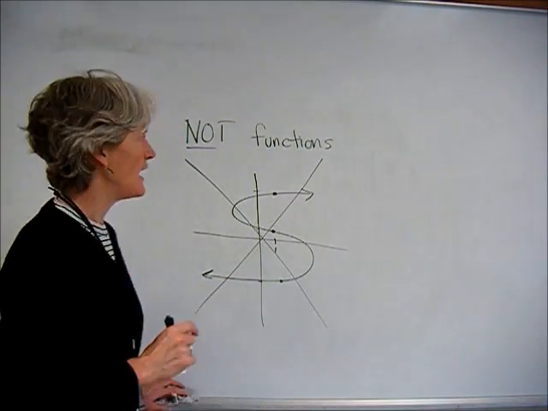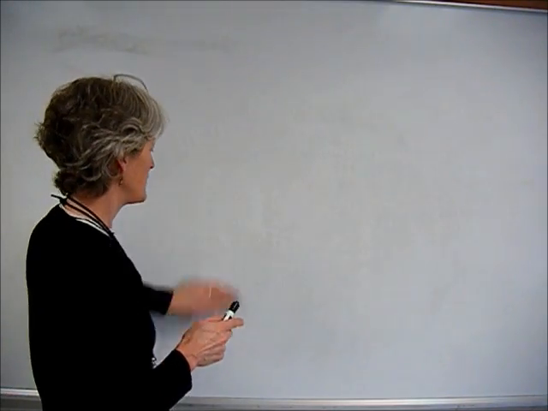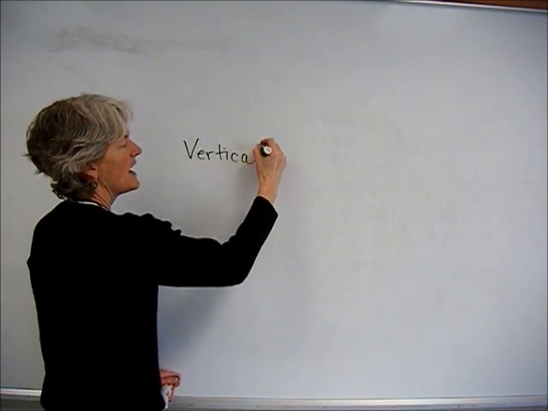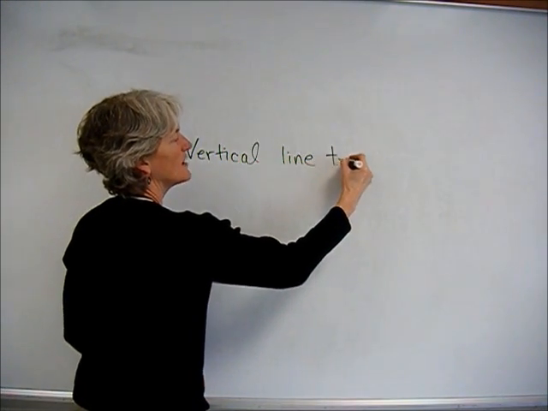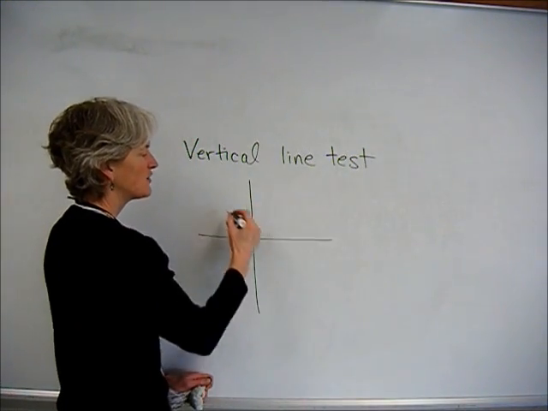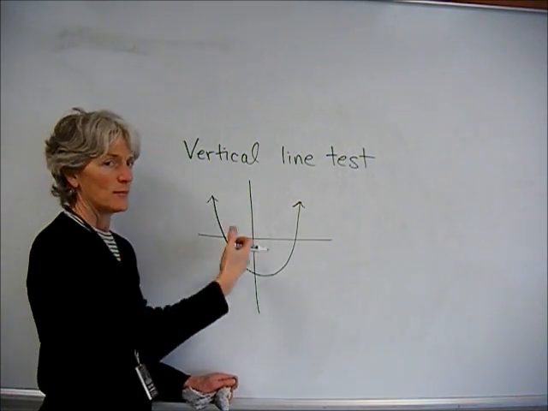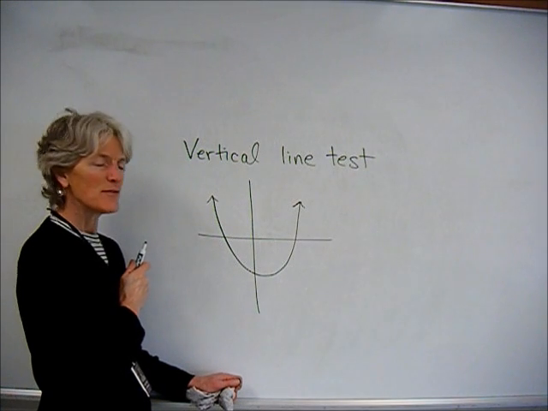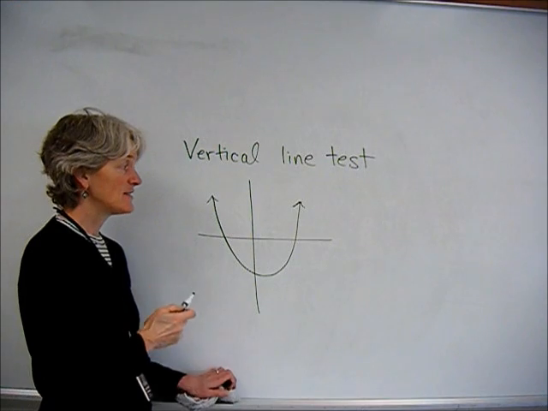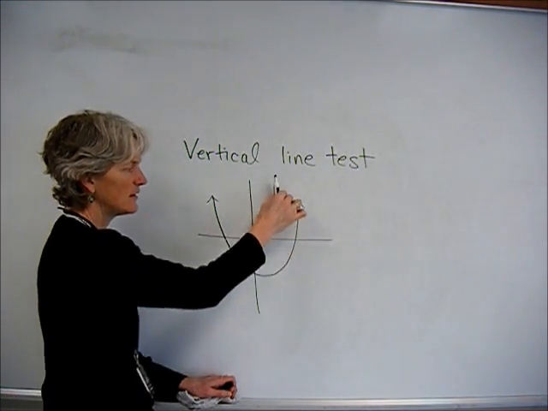When you plug in an input, you get exactly one output. Now, of course, there is a shortcut for graphs. I don't really like shortcuts, but it might help you. It's called the vertical line test. It can help because sometimes it's hard to train our eyes when looking at a graph. Let's say I have a nice quadratic function. I've already told you it's a function, but what if I asked you, is this a function? One way to test it is to think about drawing vertical lines.